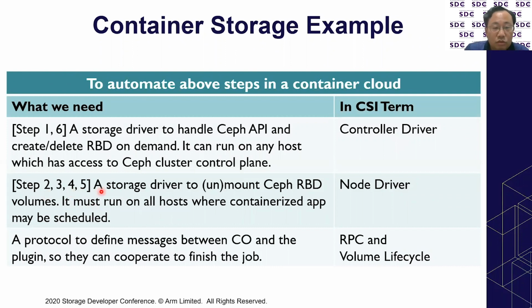And for the other two steps, it will need a storage driver to mount and unmount the remote Ceph RBD volumes to the local host. And it must run on the node where the container is actually scheduled. So this in CSI terms is a node driver. What it means is that it runs on the node where the application runs. And between these drivers, there's a bunch of messages. We need a protocol to define messages between the container orchestrator, the plugins, and these two drivers, so they can cooperate to finish the job. So this is the RPC and the volume lifecycle management. This is the core thing that the CSI driver does.